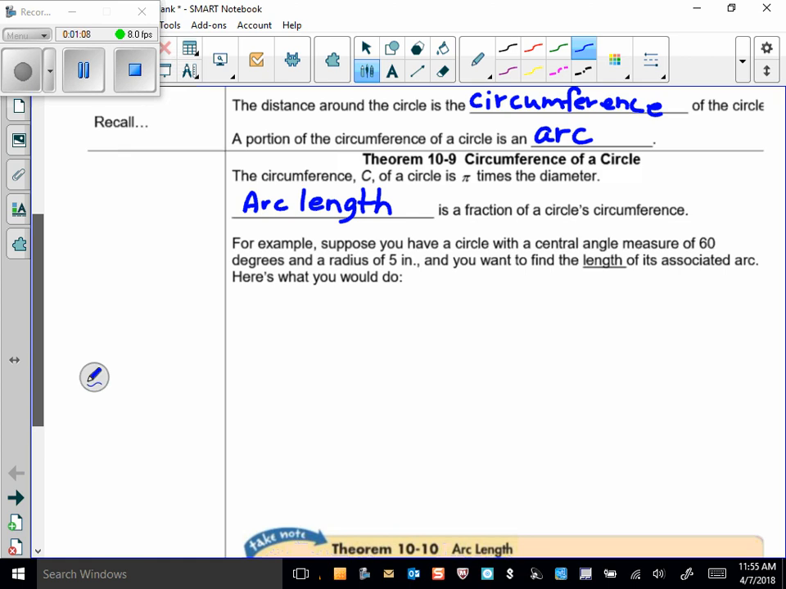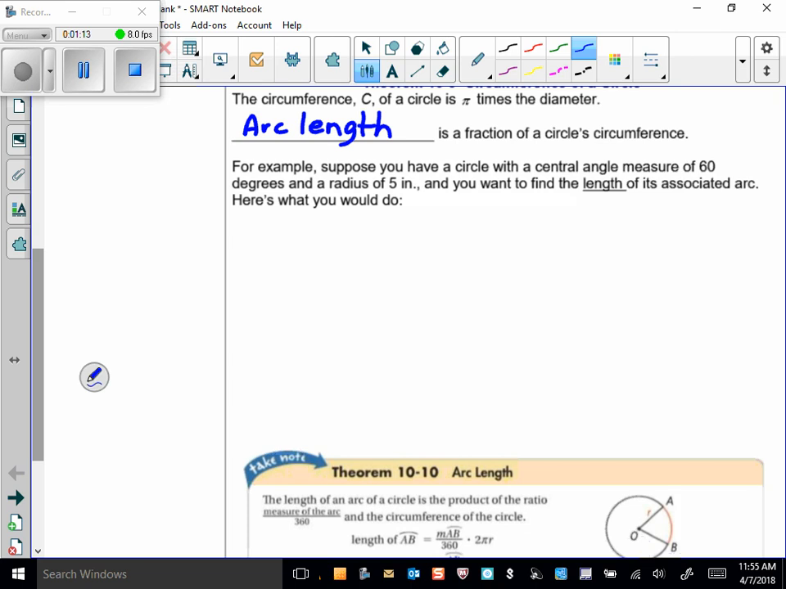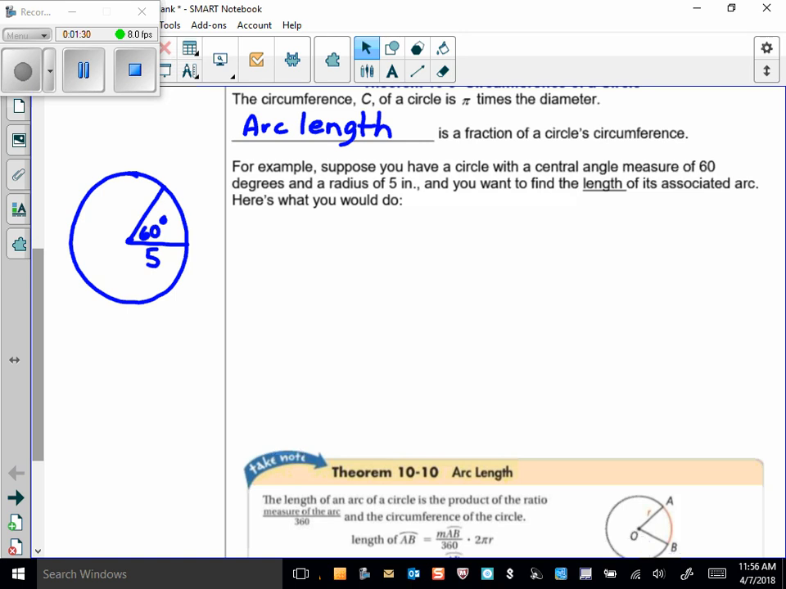So let's take an example here. Suppose you have a circle with a central angle measure of 60 degrees and a radius of 5. And we want to find the length of the associated arc. Well, we know the measure of this arc is 60 degrees, and we want to find the length. So here's what we got to do. First step is we have to find the circumference of the circle. Why? Because the arc length is a fraction of that.